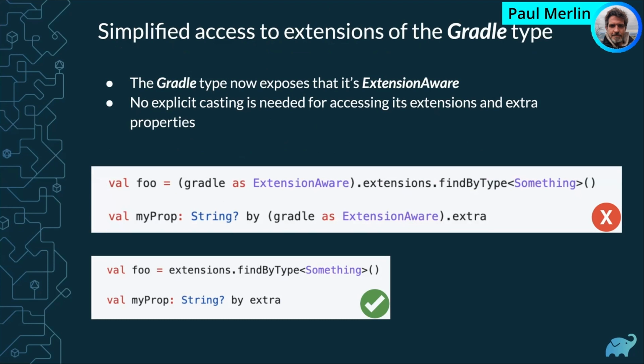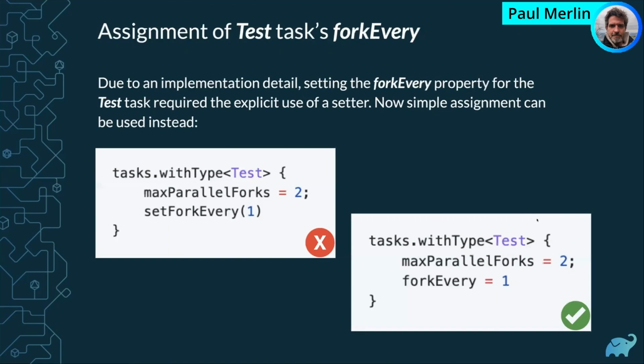The Gradle type now exposes that it is actually extension aware explicitly, so you don't need any more casting in order to access extensions or extra properties of the Gradle object. The test task has this forkEvery property. You can now set forkEvery using a simple assignment.